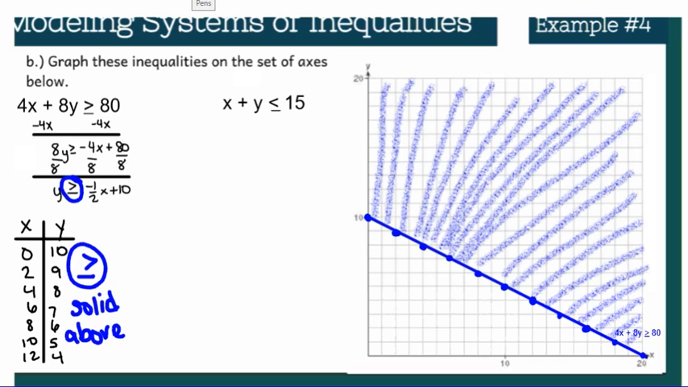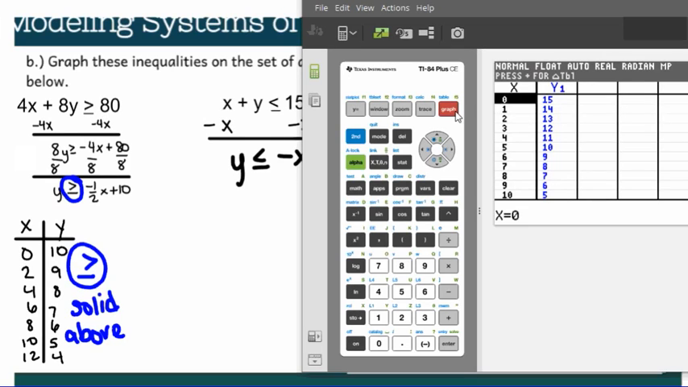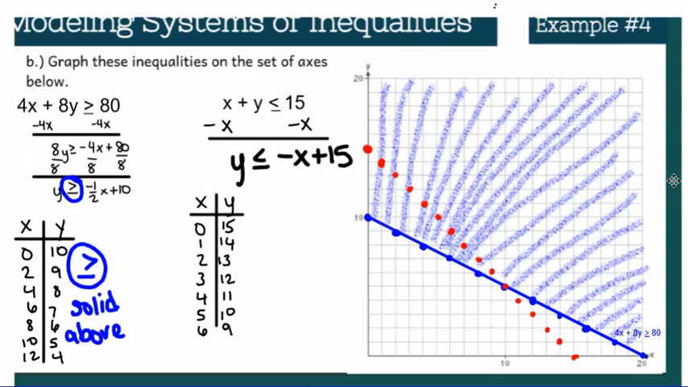We must remember to write it in y equals mx plus b form. So the first step is to subtract x from both sides. This leaves us with y is less than or equal to negative x plus 15. Now we can input this into our calculator to get our table of values. We can copy down these points and plot them on the graph. After plotting our points, it should look something like this.